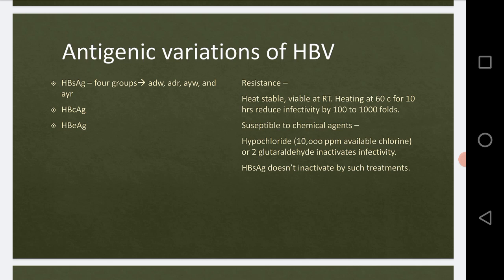Then it is susceptible to which chemical agents? First is hypochlorite, at a concentration of 10,000 ppm, parts per million, that is 10,000 ppm. And also glutaraldehyde. These chemical agents will inactivate the infectivity of the HBV virus.